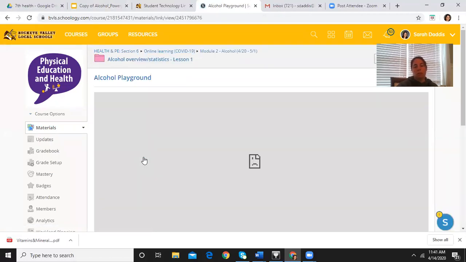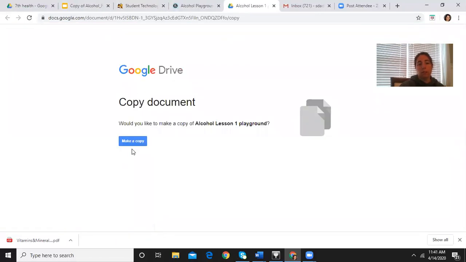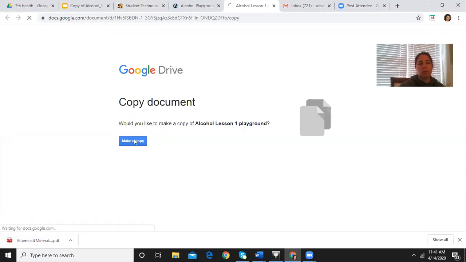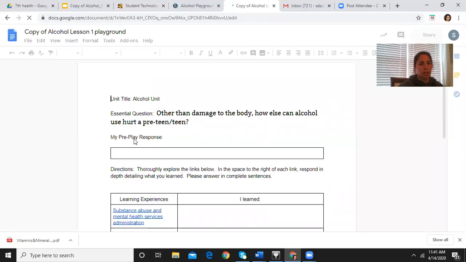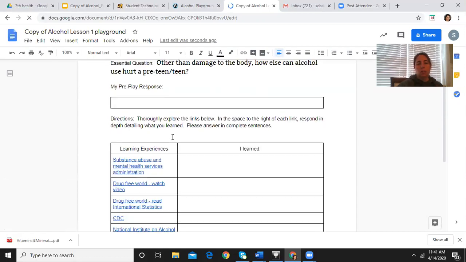So when you have the playground activity, you're going to see the sad face right here. That's because you need to make a copy of the Google Doc. So if you click up here where it says Alcohol Playground, click that. It's going to force you to make a copy. I think people who were using Macs were having a little bit of trouble with this, just kind of a heads up. And then you're just going to fill it out. That's all you need to do.